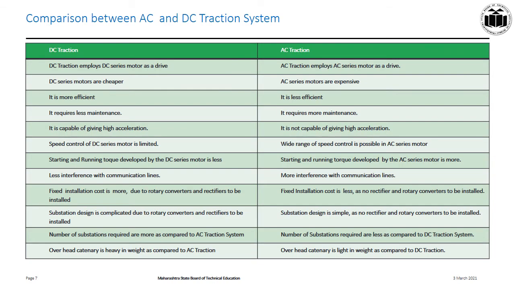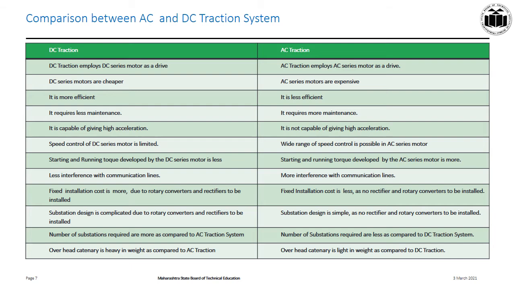In this presentation, we will see the comparison between AC and DC traction system. DC traction system uses DC series motor to drive the train, whereas AC traction system uses AC series motor to drive the train. DC series motors are cheaper, whereas AC series motors are expensive. DC traction system is more efficient as compared to AC traction system.